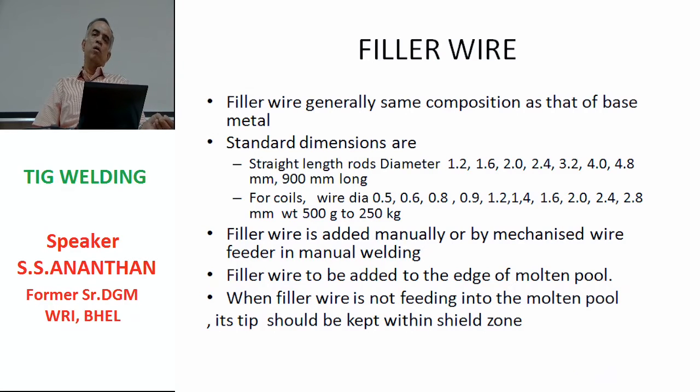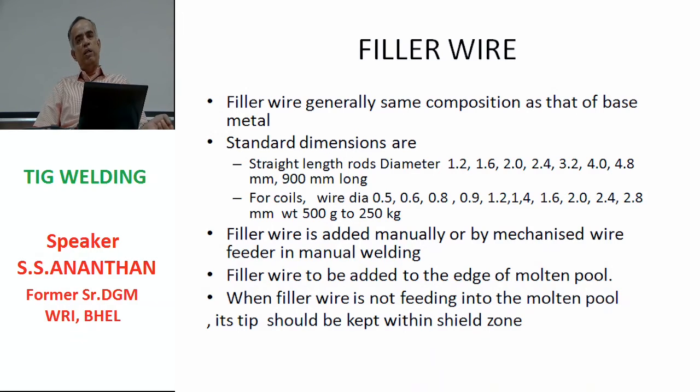Here the movement of the wire is ensured by means of a motorized system from a wire feeder which is kept away from the welder, but the position of the filler wire addition is done by the welder himself. Where he wants to add the filler wire, he moves the tip according to the requirement. Now the important point one has to note is the filler wire has to be added in the molten pool.